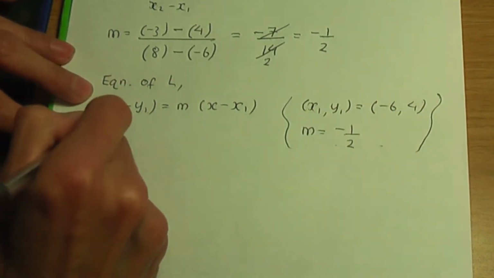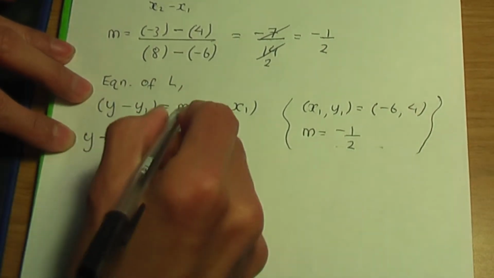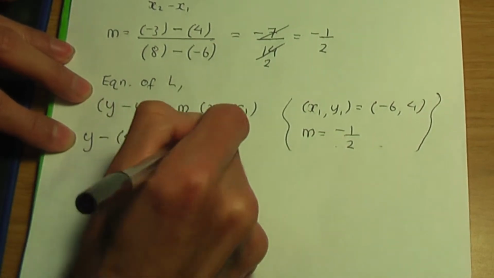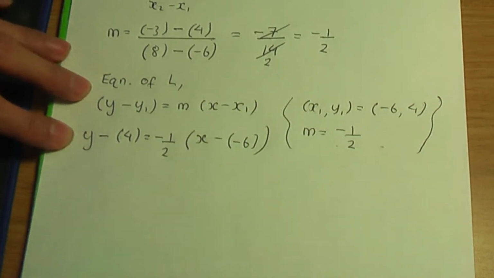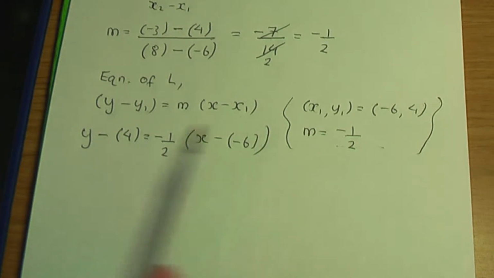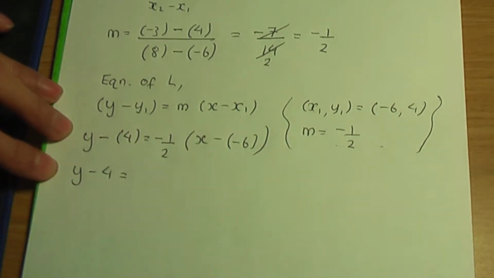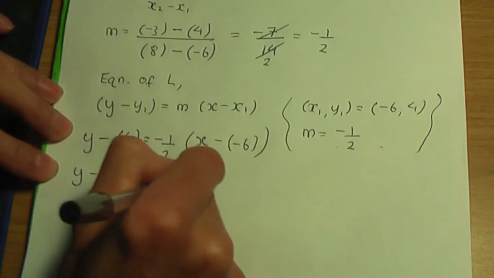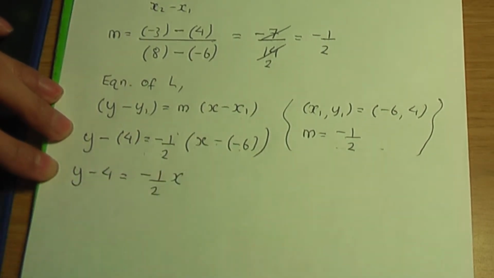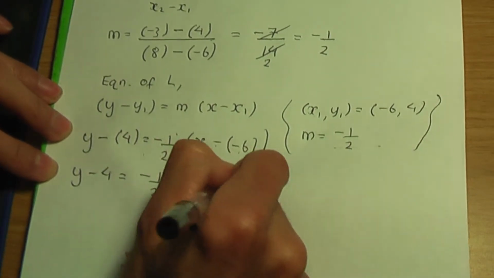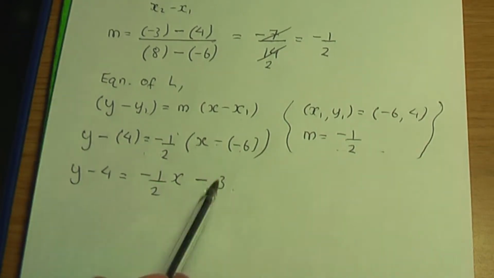Let's put the data into the formula to give us y minus y1, which is 4, is equal to m, which is -half, times x minus x1, which is -6. So this is what we have at the moment. Let's multiply the brackets. On the left we'll have y minus 4, equal to -half times x is -half x, and -half times minus of a -6 is -3. So be careful, minus times minus is plus, half of 6 is 3.